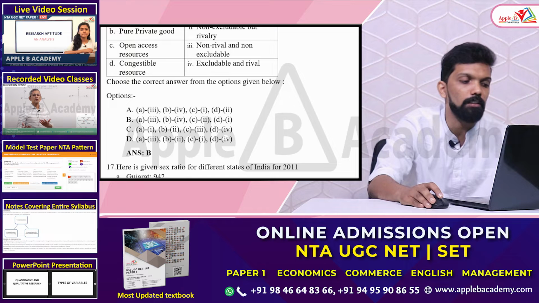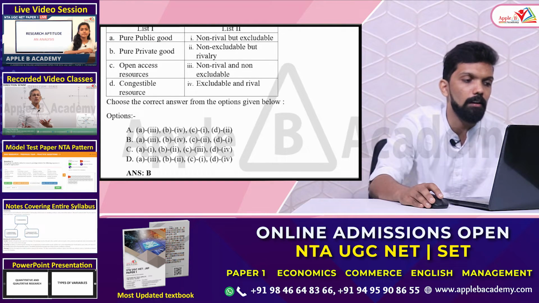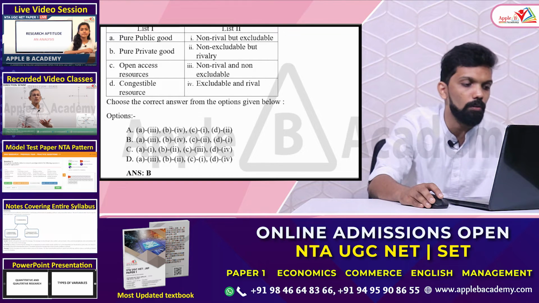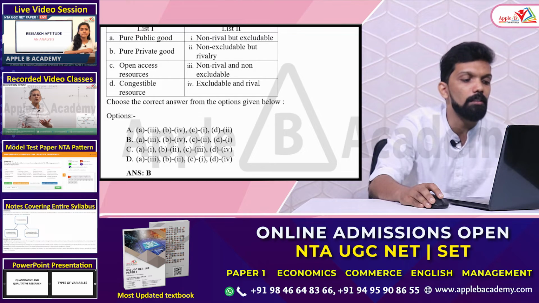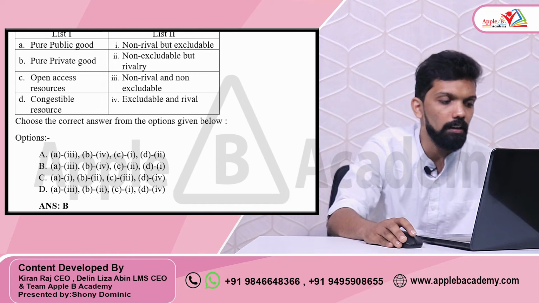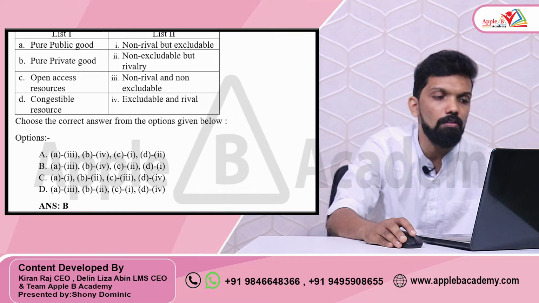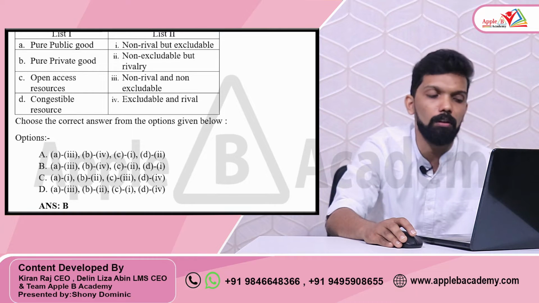So the right answer for this question is option B, which is: pure public good is connected with non-rivalry and non-excludable. Then pure private good is connected with the fourth one, excludable and rivalry. Then option C, open access resources is connected with non-excludable but rivalry. Then the last one, contestable resources is connected with non-rivalry and excludable.